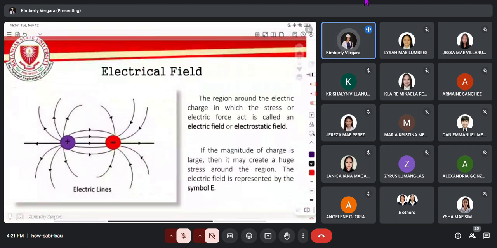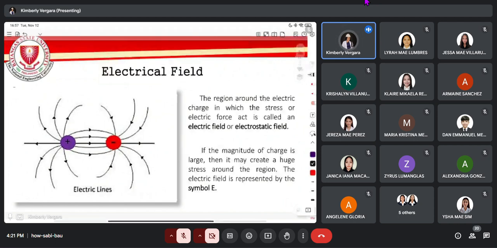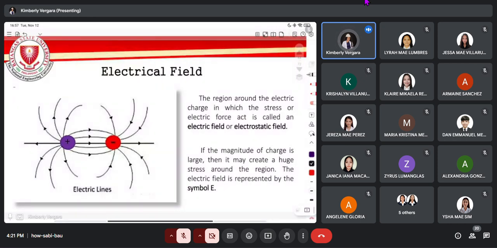So, the region around the electric charge in which the stress or electric force acts is called an electric field or the electrostatic field. If the magnitude of charge is less, then it may create a huge stress around the region. The electric field is represented by the symbol. Mapapansin niyo po dito, meron tayong electric field lines. Ito po yung mga electric field lines natin. Mapapansin po ninyo.